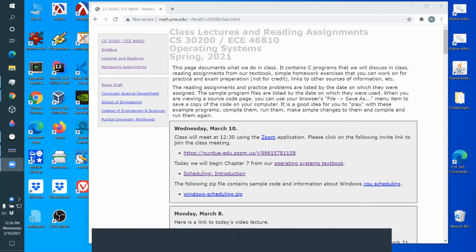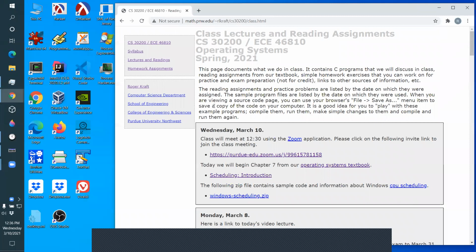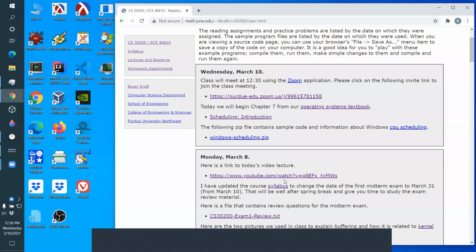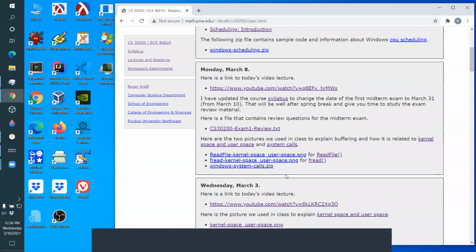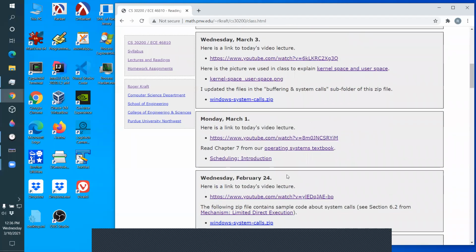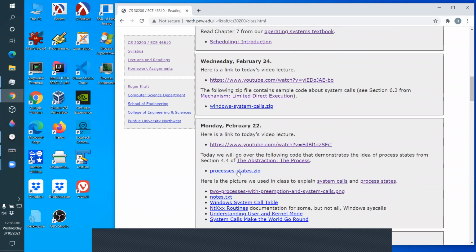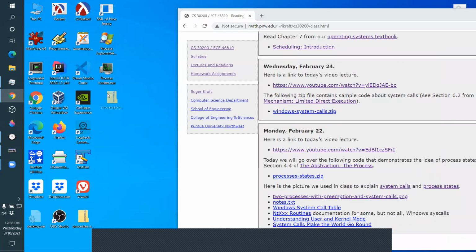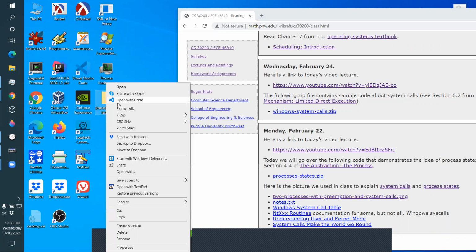All right. Today we're going to start talking about window scheduling itself. We're going to start the chapter on scheduling. To give you an idea of what we're going to do, I'm looking for the process and state zip file. There were some programs in there. Let me just show you real quick, to remind you of something.